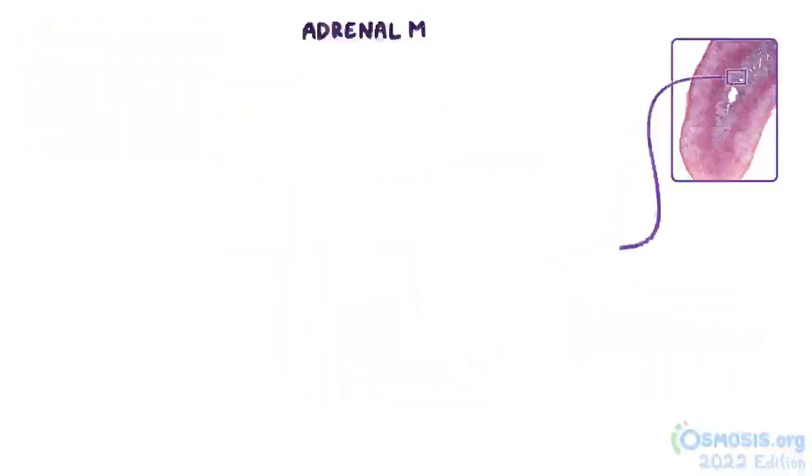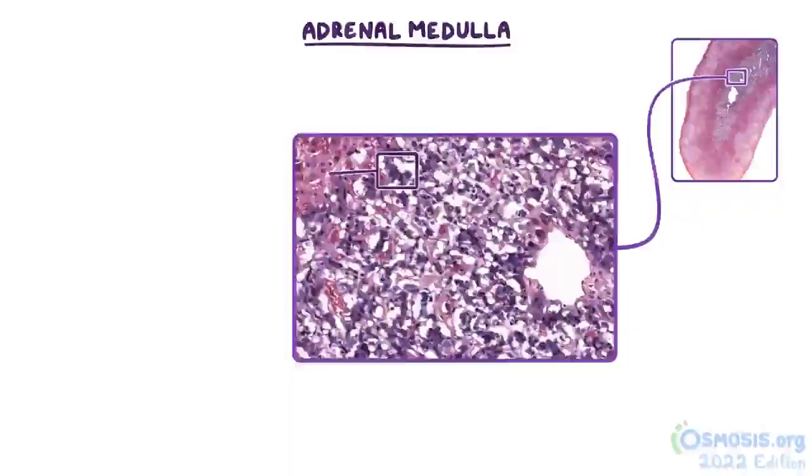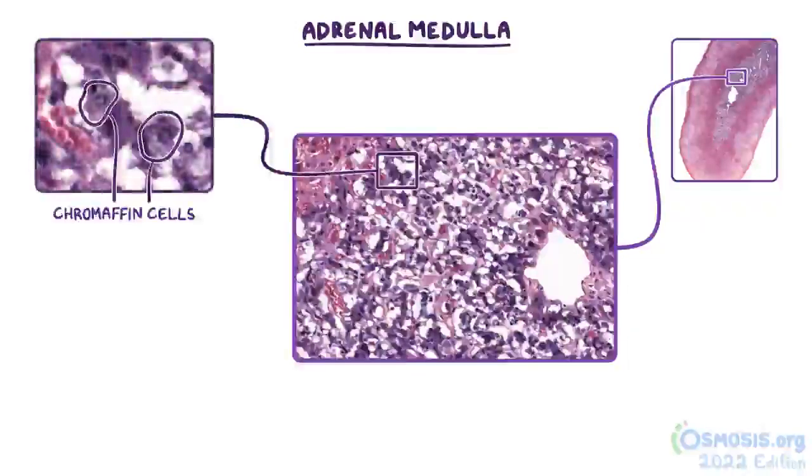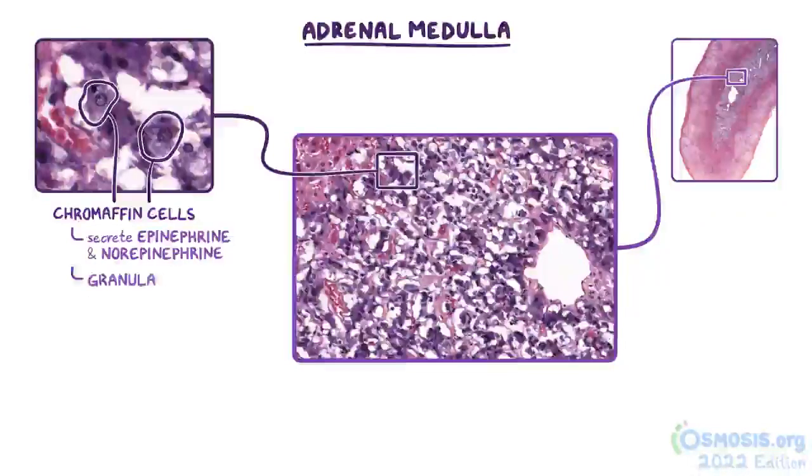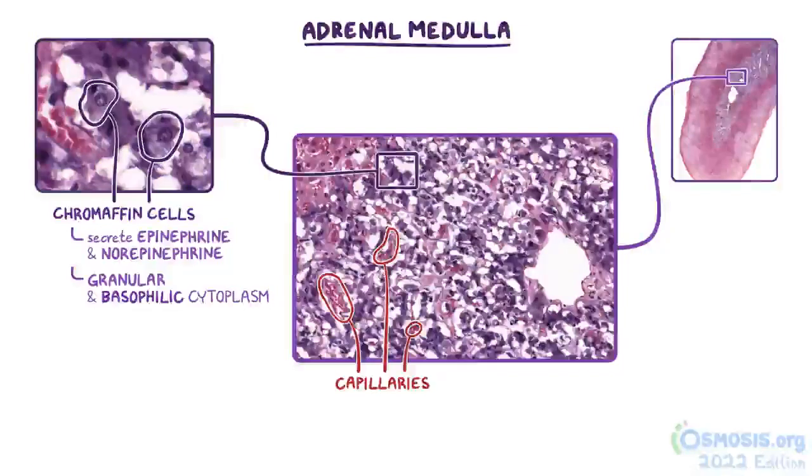Let's move on to the adrenal medulla, which consists of hormone-secreting cells called chromaffin cells. These cells are modified postganglionic sympathetic neurons that secrete epinephrine and norepinephrine. With H&E, they typically have a granular and basophilic cytoplasm when compared to cells from the cortex. The cells are arranged in clusters with numerous capillaries throughout. The capillaries drain into venous channels like the one in this image, before draining into the central medullary vein.